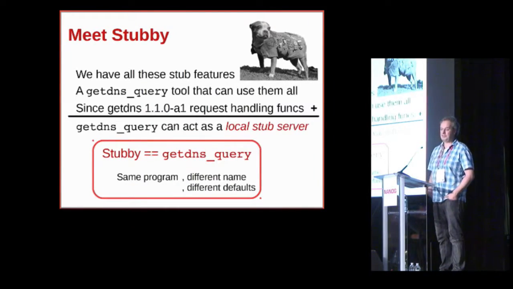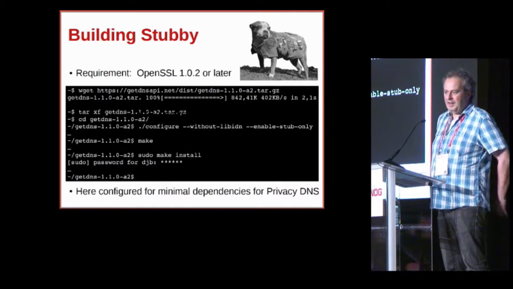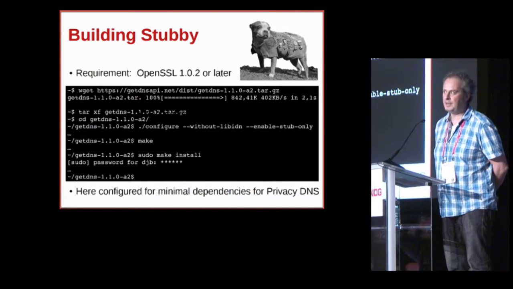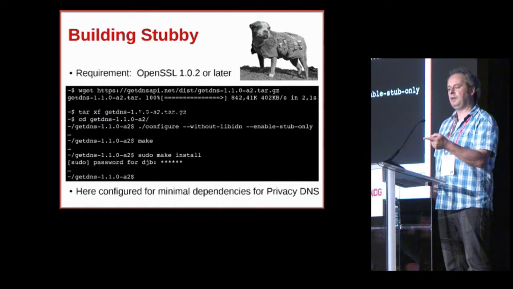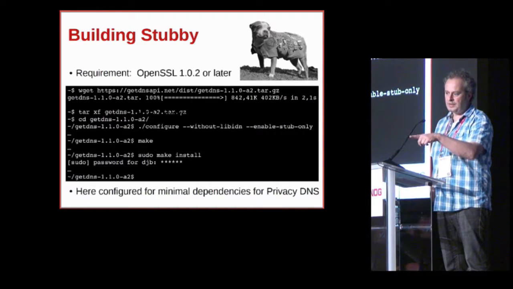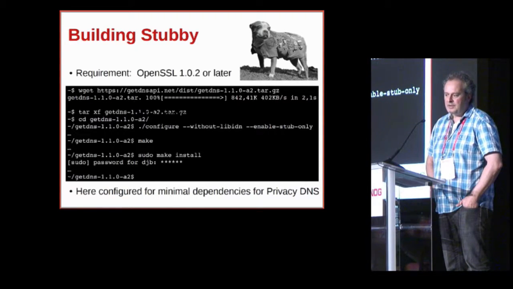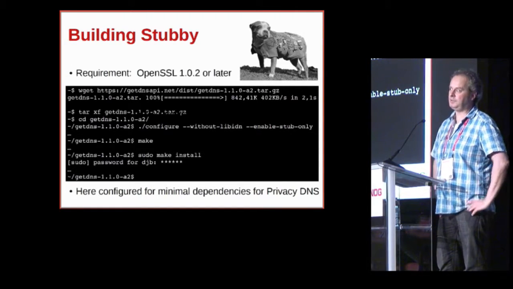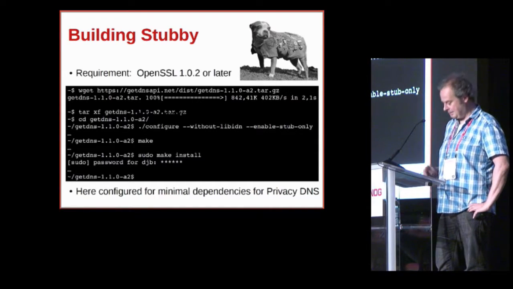Stubby is just getdns_query, but with a different name. It's actually installed with a different name too. And it behaves a little bit different than the default getdns_query. So this is how you build it. It's the usual get, configure, make, install. So note that in the coming examples for Stubby, Stubby is configured as a privacy DNS local server. So here on configure, I provide a few options that build Stubby with minimal dependencies. So it says enable stub only, which releases the dependency on libunbound, and also IDN is not important because it's a local resolver.